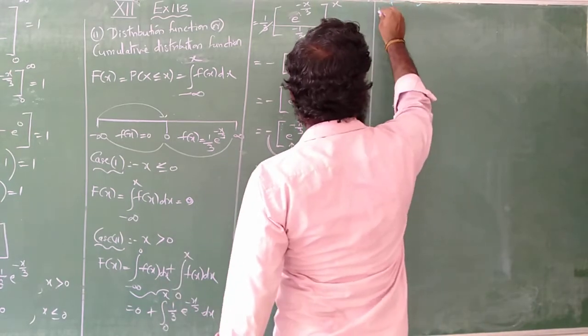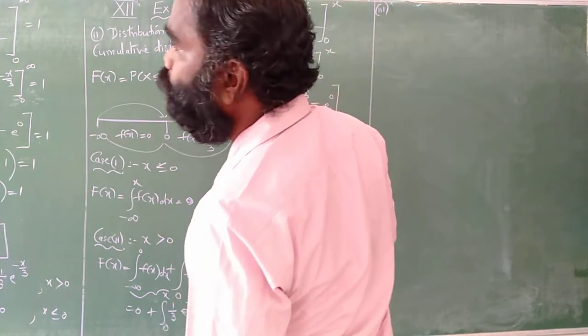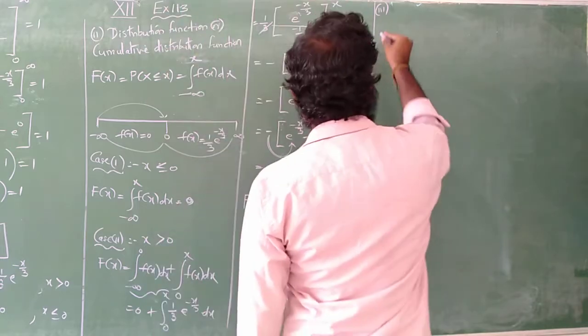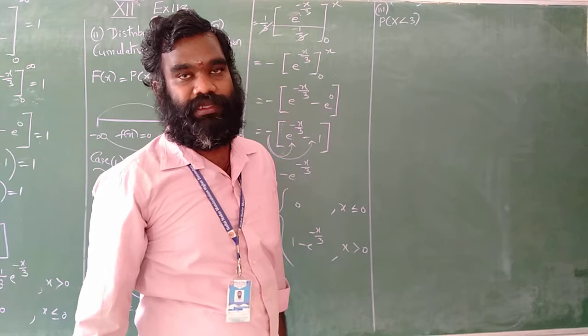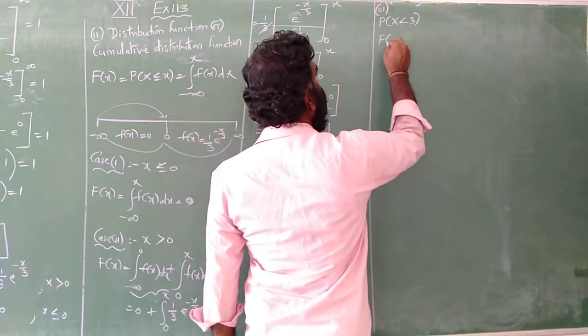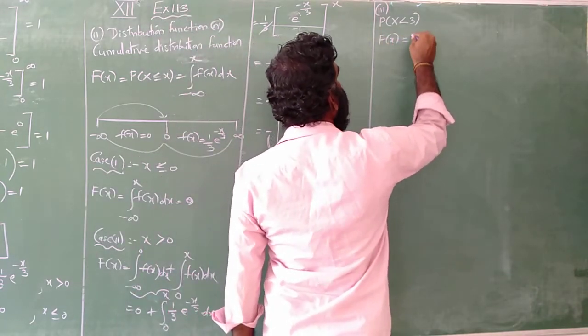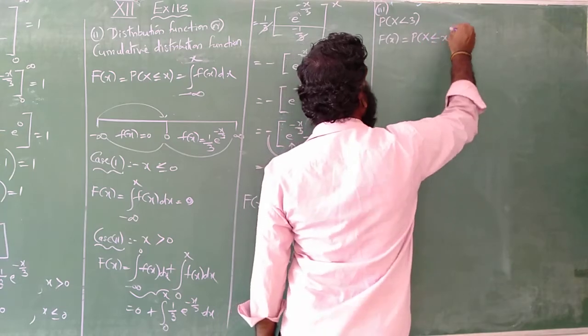What is the third subdivision given here? We need to find P of x less than 3. You know the formula, F of x is equal to P of x less than or equal to x.